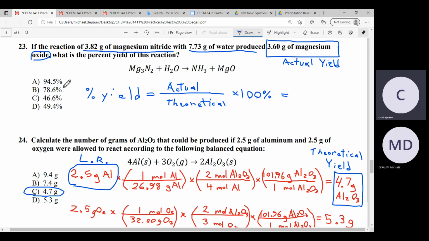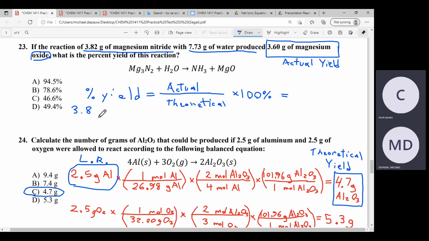Hey, Michael, quick question. For number 23, did you have to find the limiting reagent first? Well, you have to find the theoretical yield. So, for example, basically, I would take my 3.82. So it doesn't matter which gram we would use, either the 3.82 or the 7.72? No, you have to use both. Oh, you have to use both?